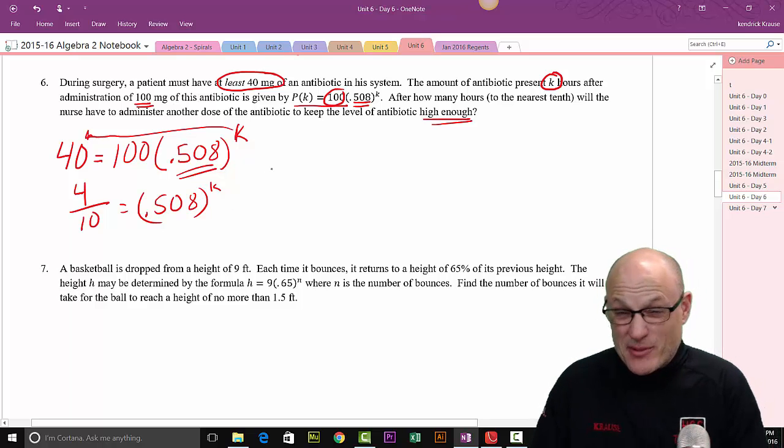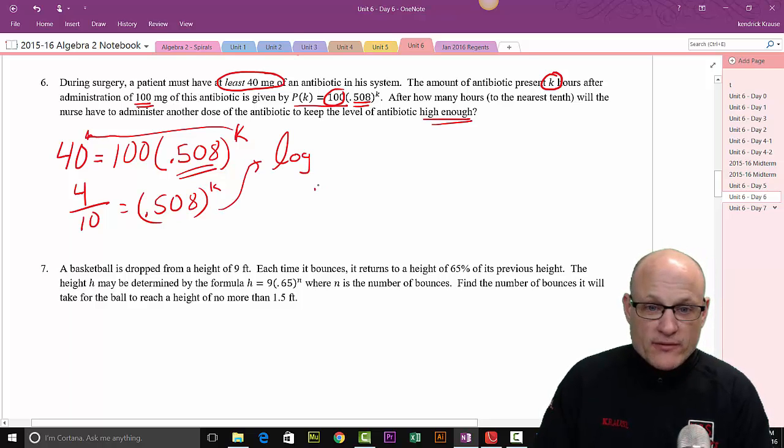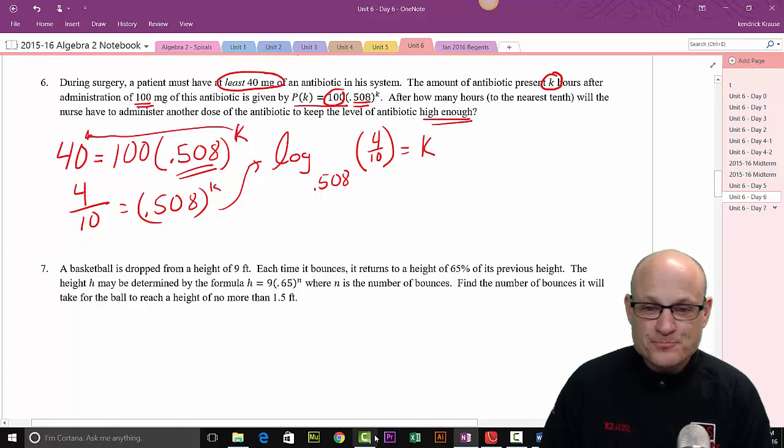I could have put 2/5 there, but I thought I would have thrown a few of you. It's all about that base. Log base 0.508 of 4/10, or 2/5. I'm going to put 2/5 in the next one because it's less typing, is equal to K.